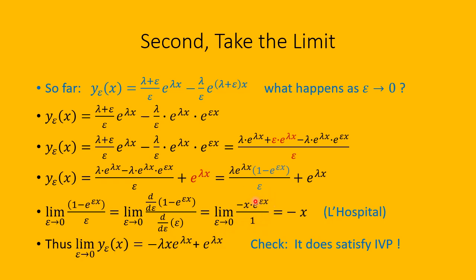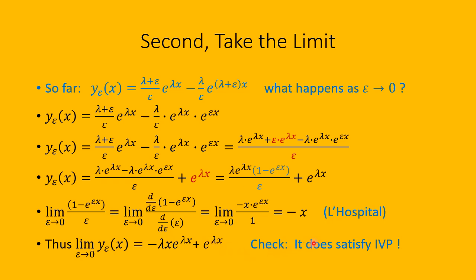Now, as epsilon goes to 0, no matter what x is, e to the epsilon x goes to e to the 0, which is 1. So this numerator goes to minus x, this denominator stays at 1, the limit is minus x. So now plugging that back in, as epsilon goes to 0, this factor up here goes to minus x. We get the limit of y sub epsilon of x as epsilon goes to 0 is minus lambda x e to the lambda x plus e to the lambda x.